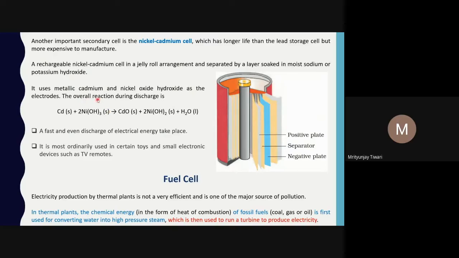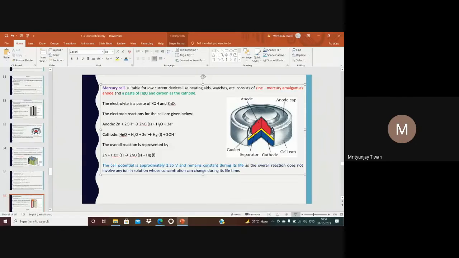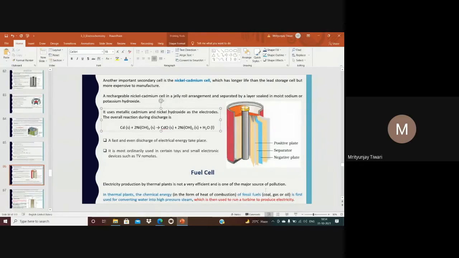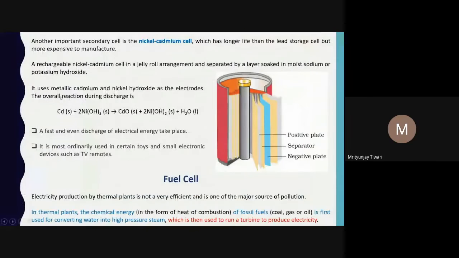It uses metallic cadmium and nickel hydroxide, not oxide, as the electrodes. The overall reaction in the nickel cadmium cell is cadmium plus 2 NiOH thrice. Nickel here is in plus 3 oxidation state, as you can find out because OH is the OH minus ion.